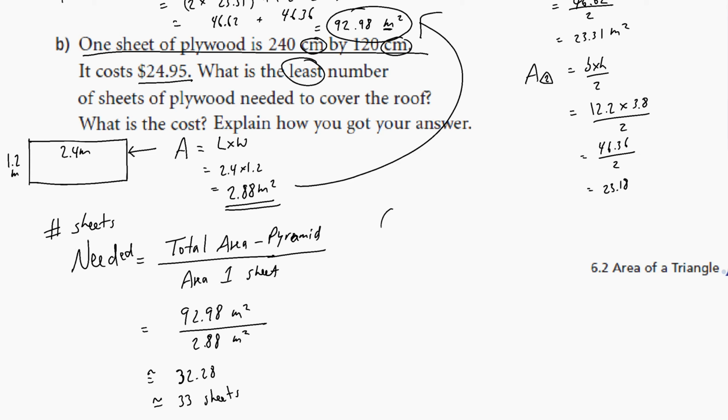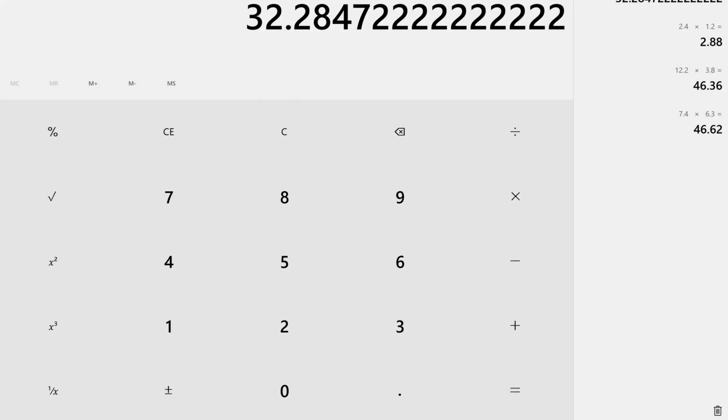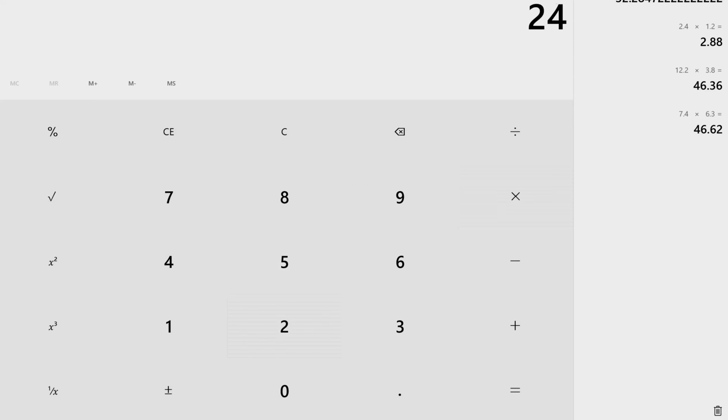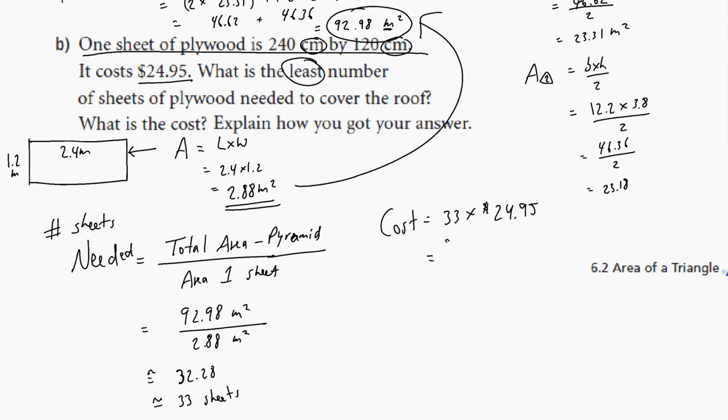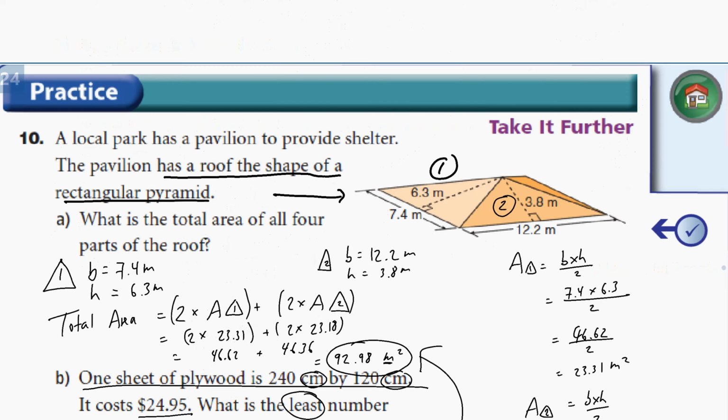And what would the cost be? The cost would then be 33 sheets times the cost per sheet, which is $24.95. So 33 times $24.95, which would be $823.35. And that is the answer to number 10.